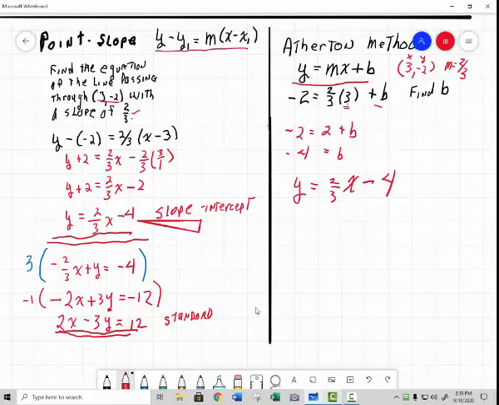Now you can choose whichever one is easier for you. Like I said, John Atherton was my instructor in high school, and this is what he taught us to do. I find this much easier than a point slope. This seems awkward to me. Maybe it doesn't to you. And it may very well be that's just the way that I learned it.